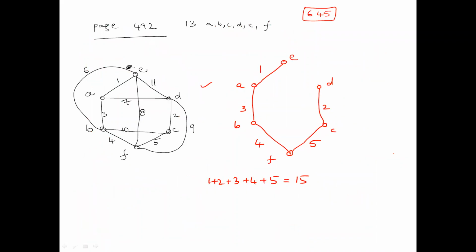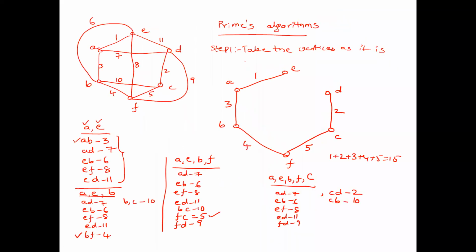Page number 492, question number 13. We have ABCDF. Okay, this is one of the exercise questions, so you can try later. You can apply both Prim's algorithm as well as Kruskal's algorithm. But what is the difference you observed?